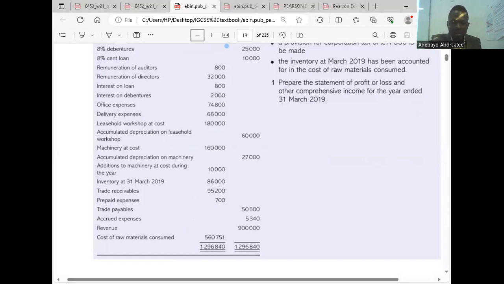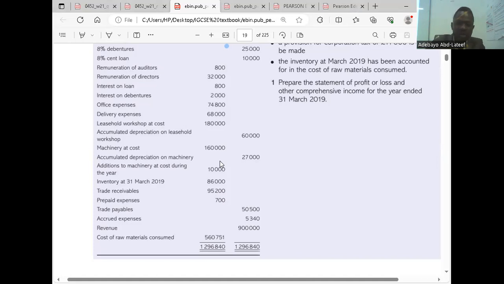So that gives us 900,000 minus 560,751. We have our gross profit to be 339,249. That's revenue less your cost of raw material consumed. That's our gross profit. As soon as the gross profit is gotten, now we take away all expenses.